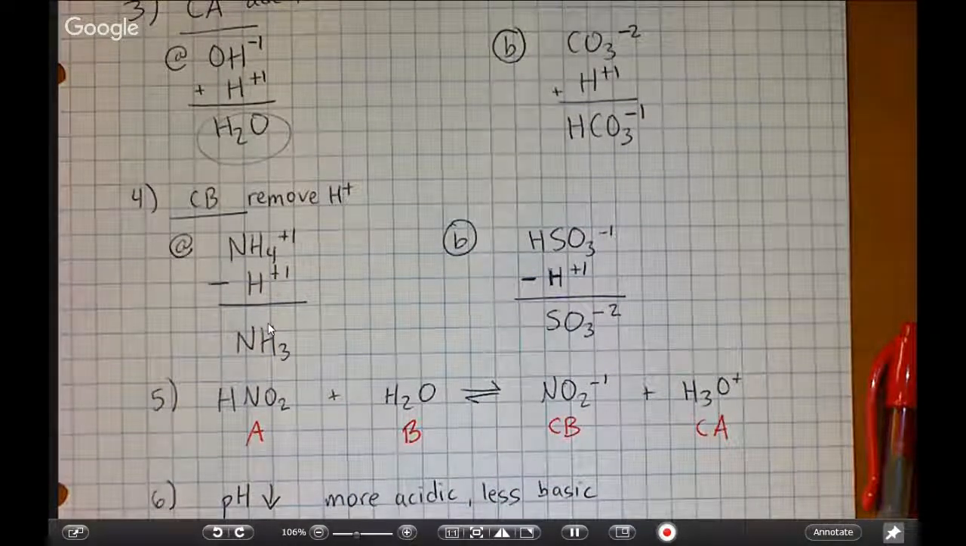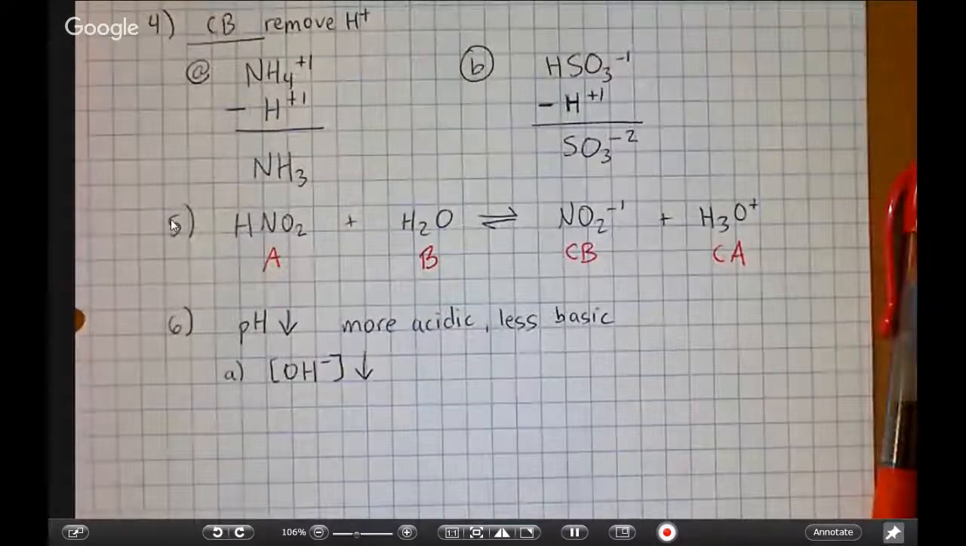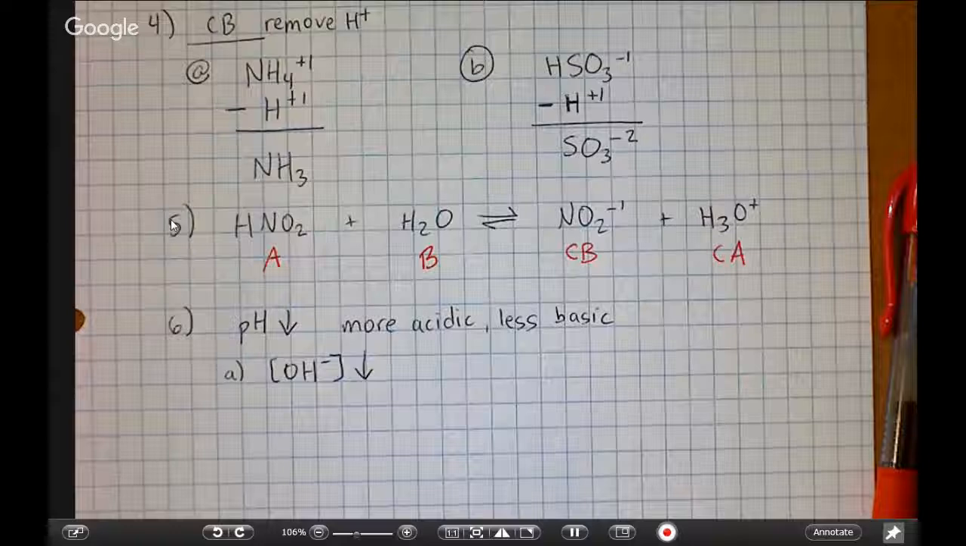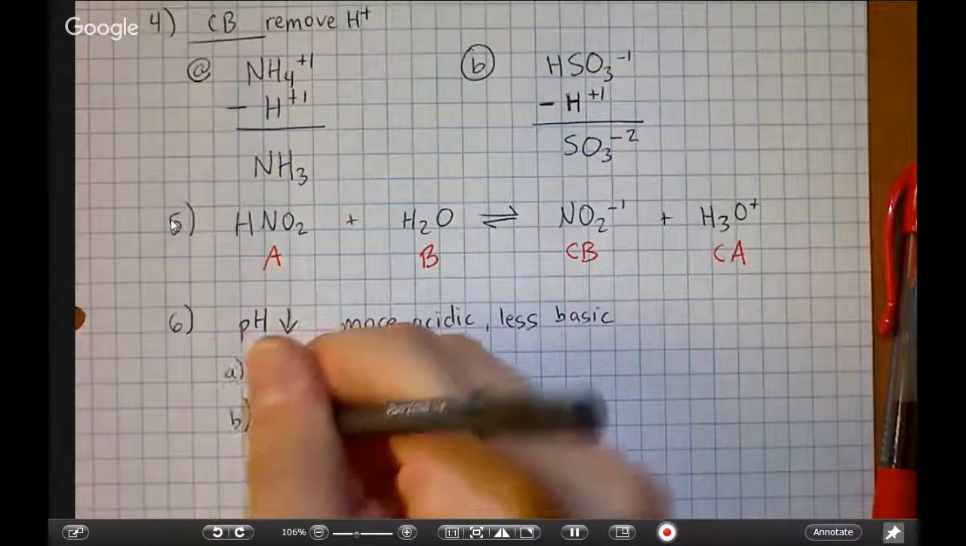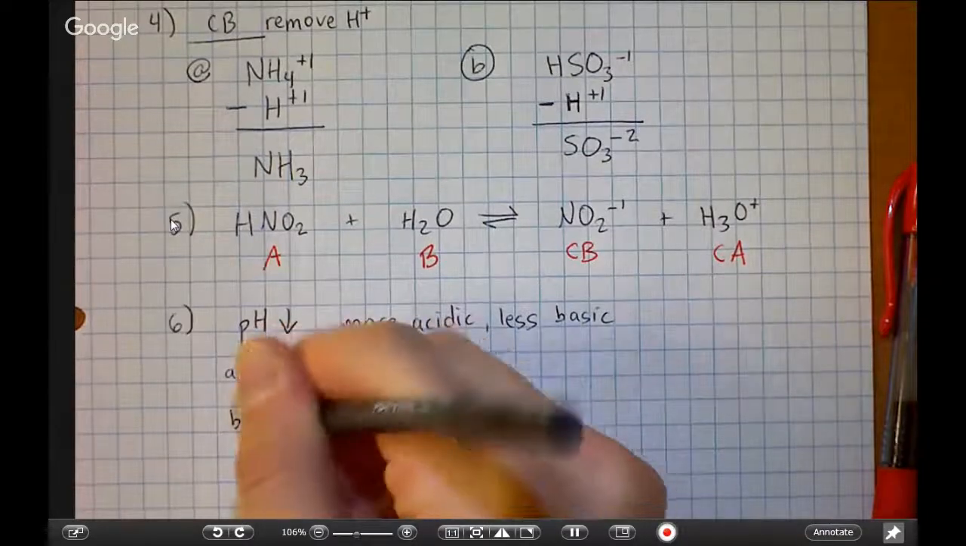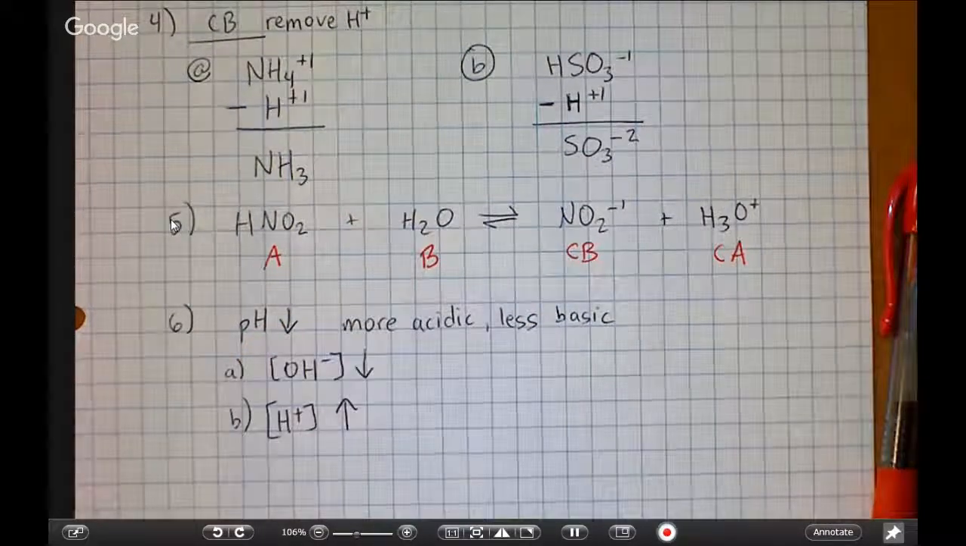Down. Hydroxide is going to go down because if we're more acidic, that means that we have more H plus around. So B, H plus concentration should increase. If it increases, we're more acidic, that's a lower pH.